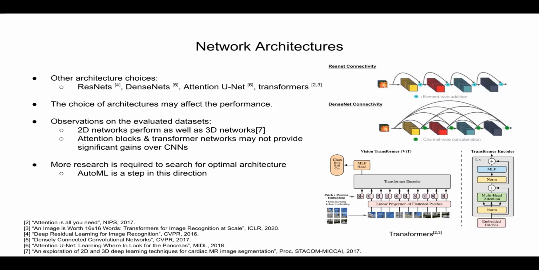So one research direction is to find the optimal architecture for a given data set, and AutoML is one step in this direction, but still a lot of research has to be done to figure out what's the best kind of blocks and architecture which we can use for a given data set.